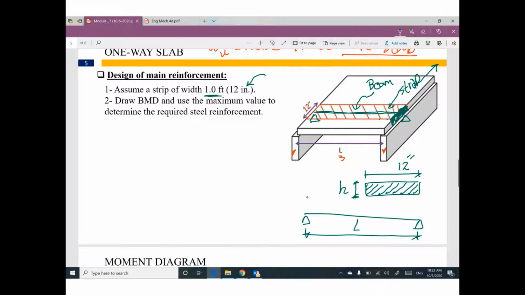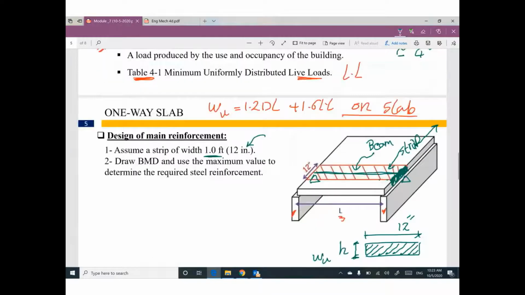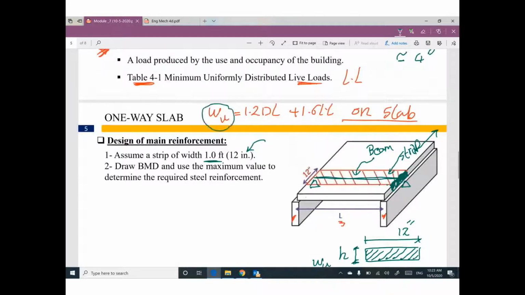We have uniform load here. This uniform load is W ultimate. Which W ultimate? This one. Without anything? No, without anything, because you need to multiply this one by this width. What is the width here? It is 1 foot. So if you multiply W ultimate from these calculations times 1, which is the width of the strip, it will be the same value.